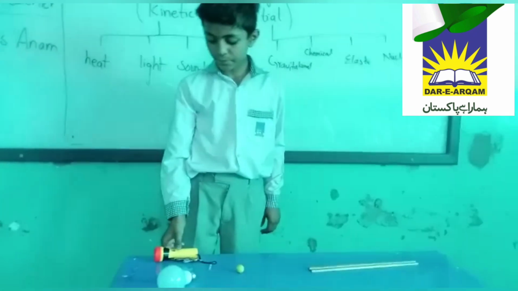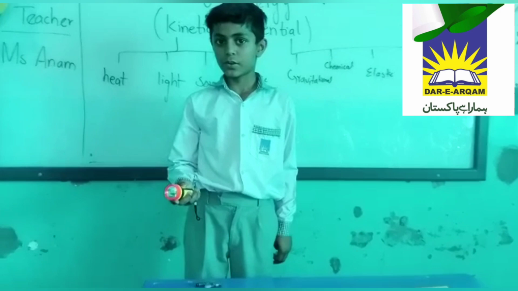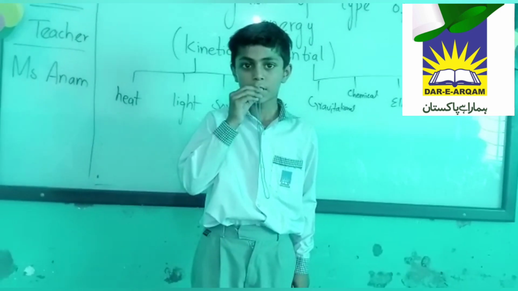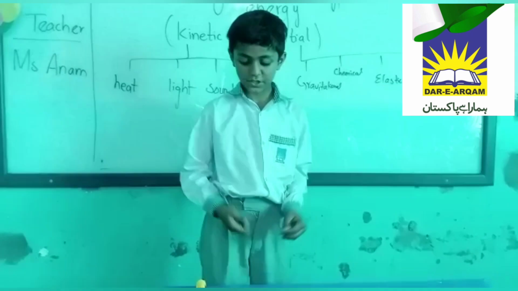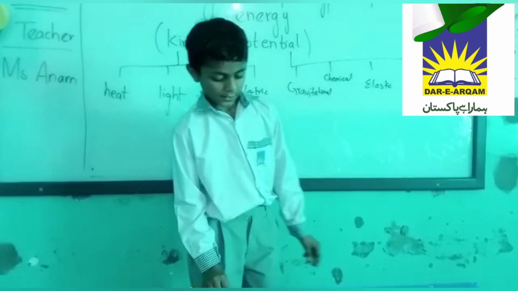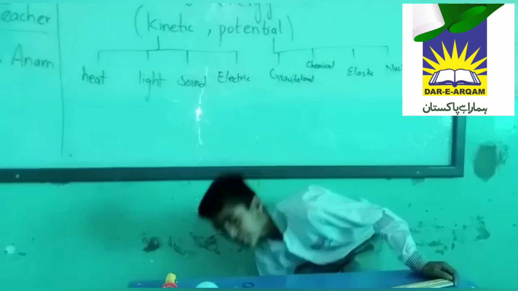There are items for the practical. Light is for light energy, and cell for sound energy, and the bulb is electric energy, and rubber is for elastic energy, and the cell is chemical energy. We have a ball and scale. This is gravitational energy.